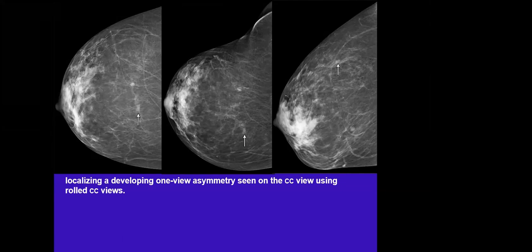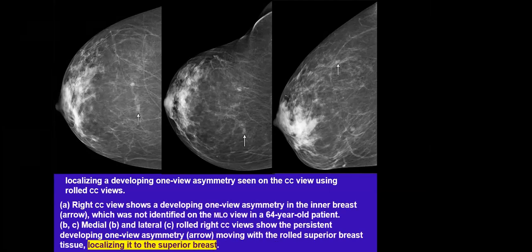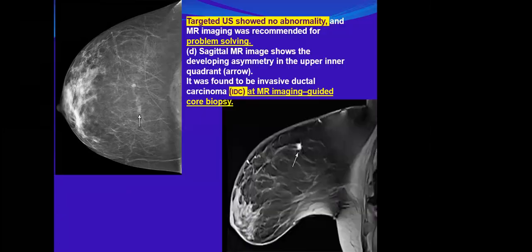Usually we are rolling the superior breast tissue. So if the lesion is located superiorly, it will roll with the breast tissue. Here, when we roll the breast tissue medially, the lesion goes medially. When we roll the breast tissue laterally, the lesion goes laterally. So that lesion is in the superior breast. See? The localization is the superior breast since it moves with it. If it moves in the reverse, that means it is in the inferior breast.